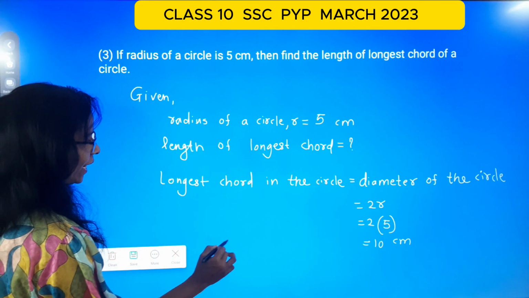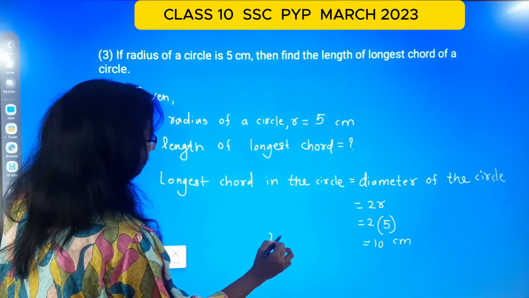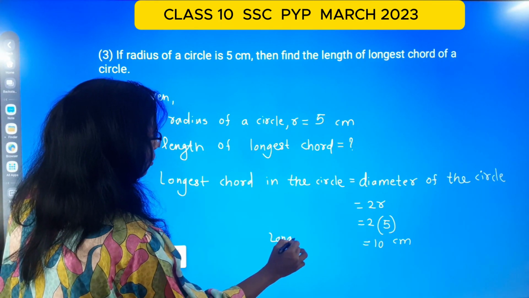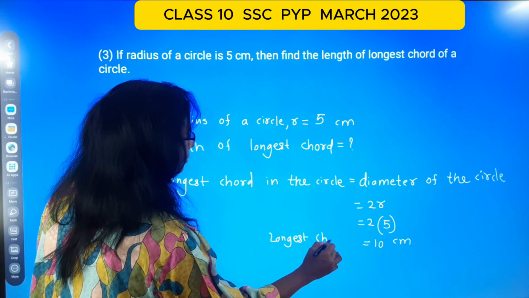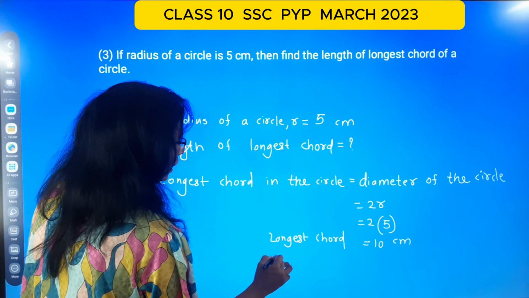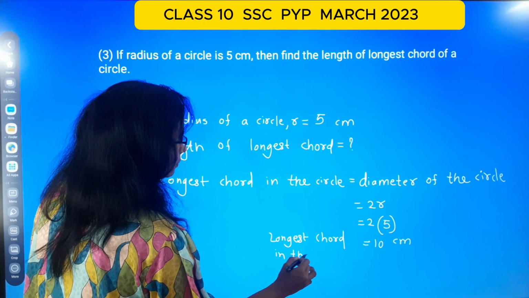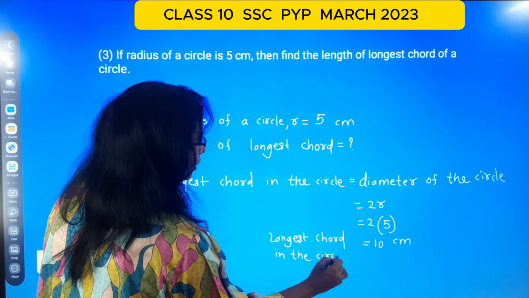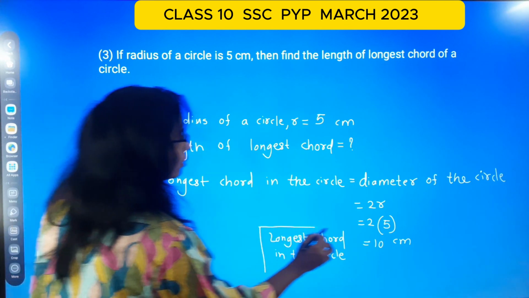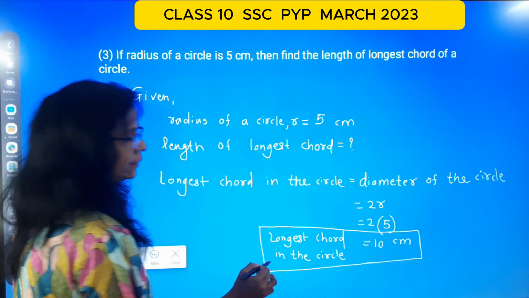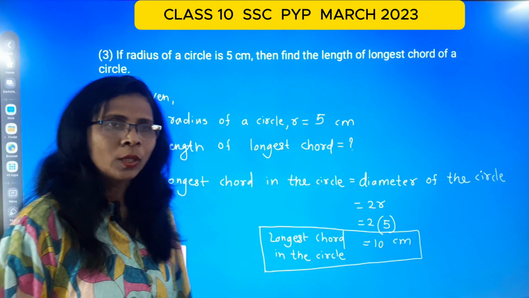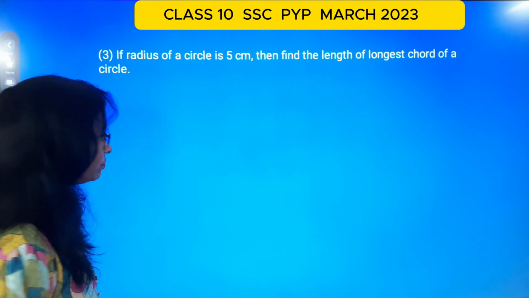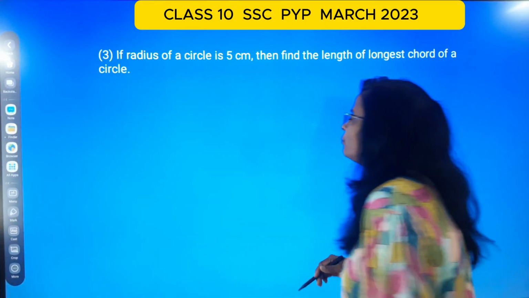So here we can write that the longest chord in the circle is equal to 10 centimeter. Okay, students? Then next question.